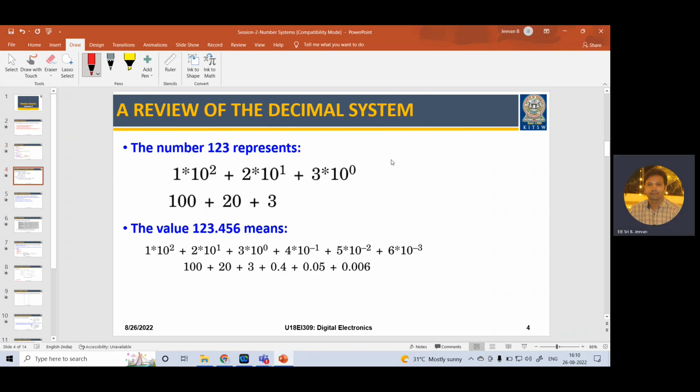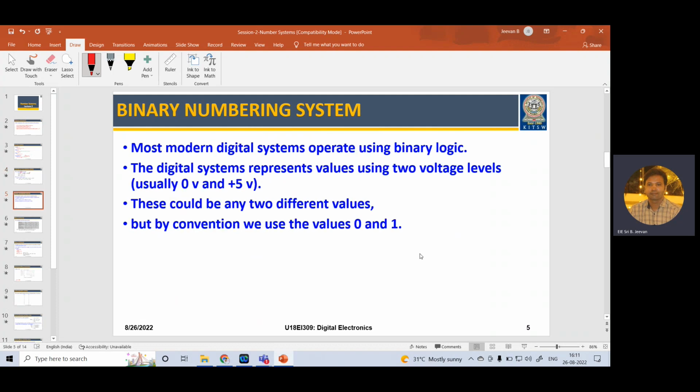And then a review of the decimal system would be like this. Suppose I take 123 as one decimal number. The weight of the first digit is 10 power 0, the next is 10 power 1, and the next is 10 power 2. That is units place, tens place, and hundreds place. You know this. And in 123.456, the weight of 4, after the decimal point, would be 10 power minus 1, then 10 power minus 2, and like that it goes on.